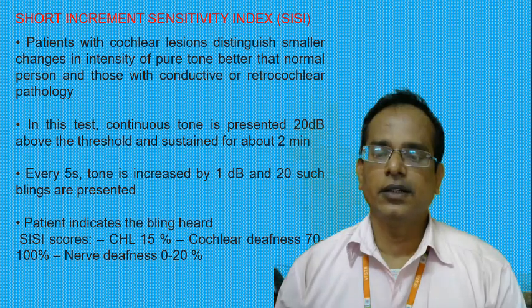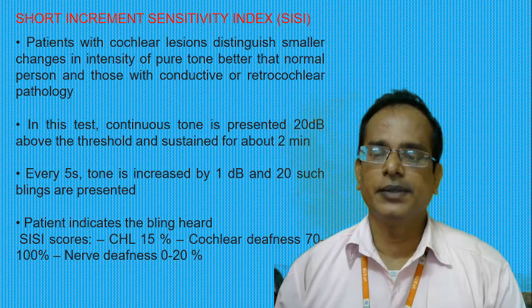conductive hearing loss, that is CHL. It will be shown as 15%, and cochlear deafness will be detected at 70 to 100%. Nerve deafness will be measured at 0 to 20%.